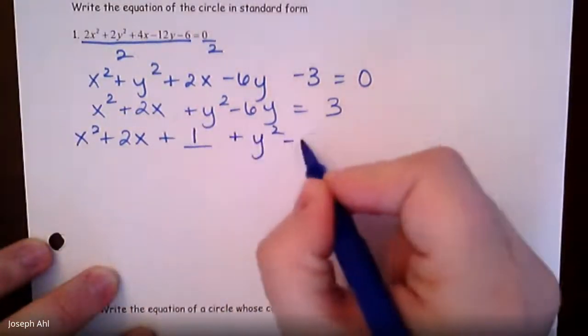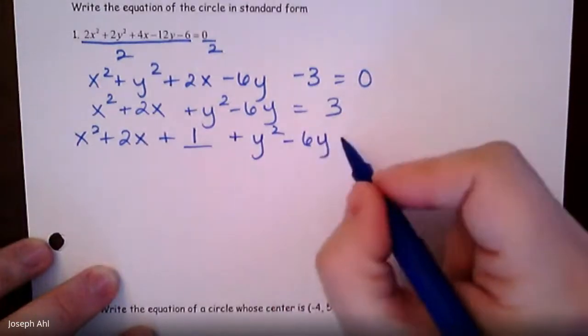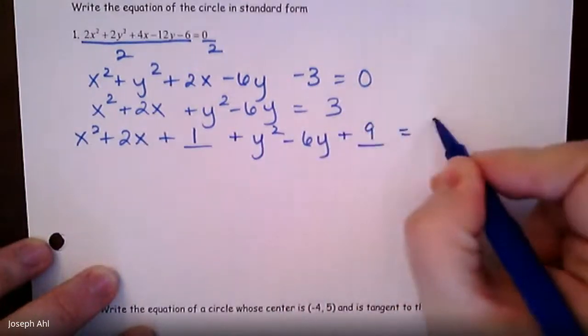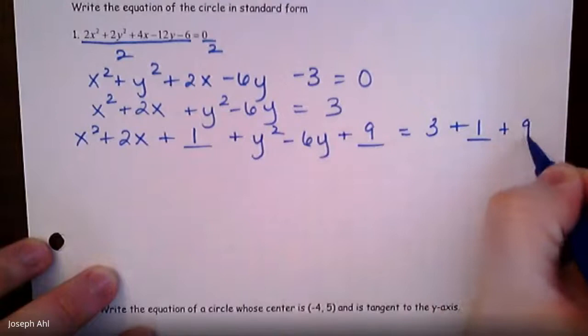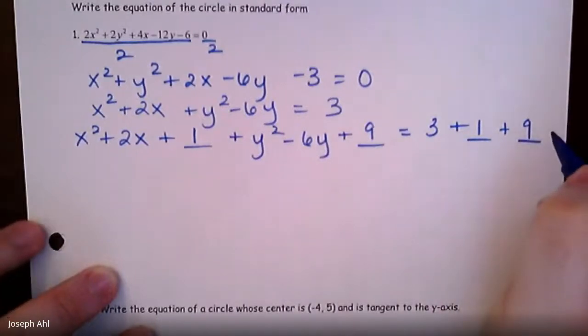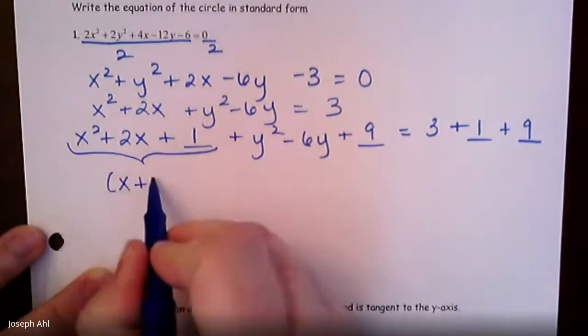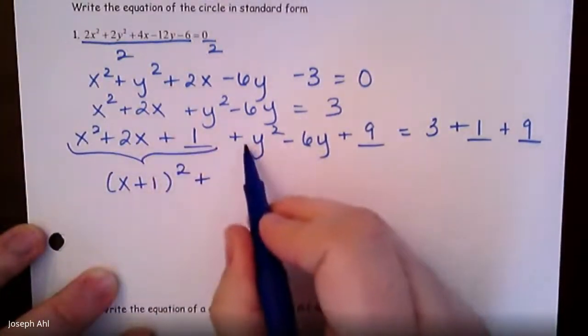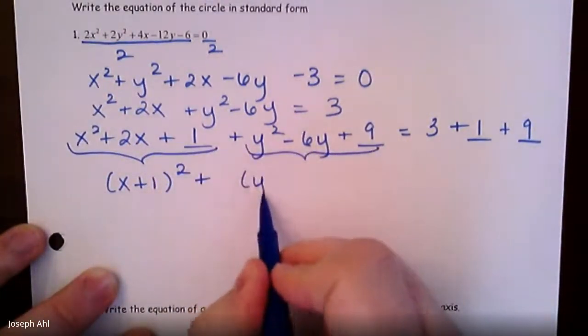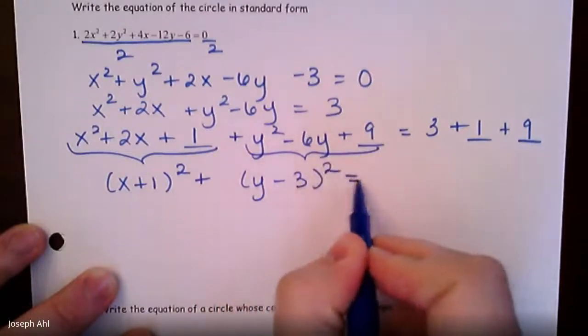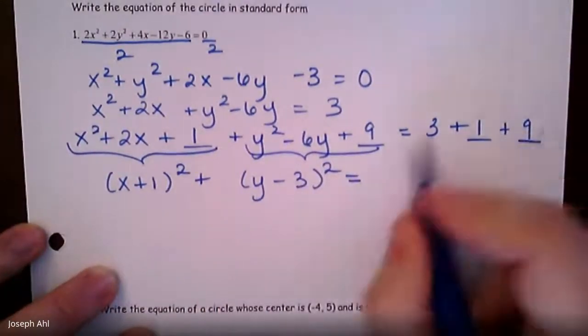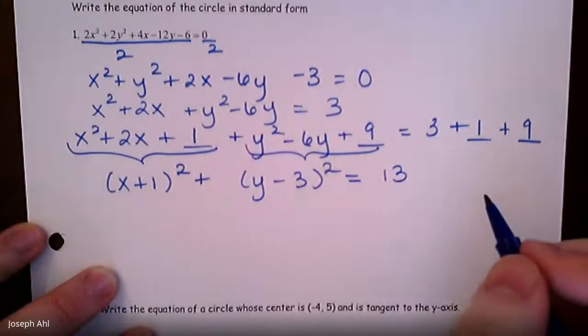Do the same thing with the y's. -6 divided by 2 is -3, squared is a 9. And make sure to keep this balanced. You also remember to add 1 and 9 to the other side. So now this group, after completing the square, becomes the quantity x plus 1 squared. The y's are now the perfect square, y minus 3 squared. And 3 plus 1 plus 9 is a total of 13 on the other side.